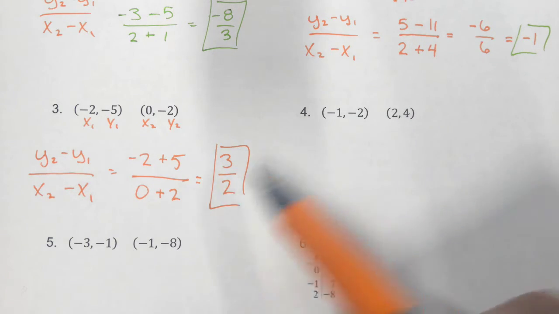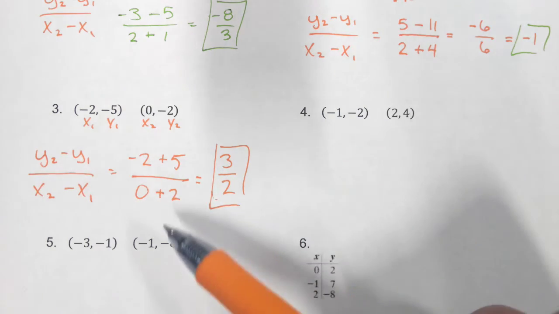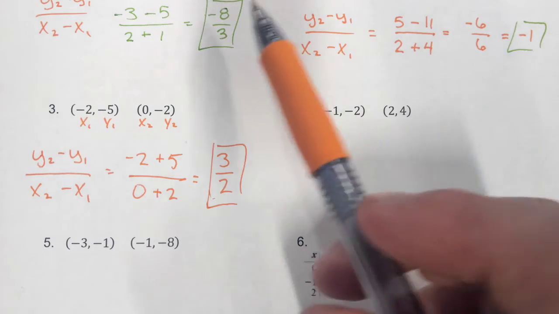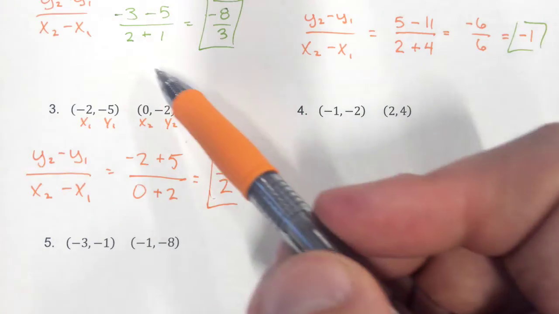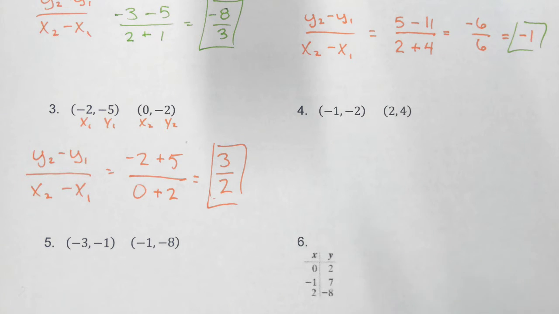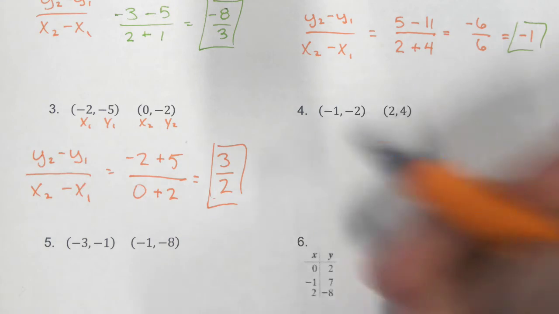By the way, this line, since it's positive, if you were to graph it, the line would be going up from left to right. The other two, the slopes turned out to be negative, so those lines would be going down from left to right. So we can get a little picture of what it would look like if we were to graph those points. Let's do another.